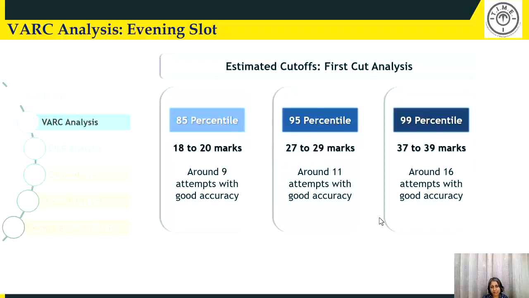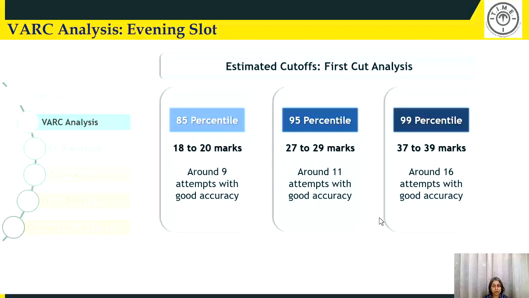This is what we think, that a student who can attempt about 9 attempts, okay, which means maybe about attempting 2 RC passages, maybe not all the questions, but about 5-6 odd RC questions and 3 odd VA questions, and always assuming that you're doing the questions carefully, so you have good accuracy. So such a student might expect to get around 85 percentile and clear the cutoff for this section.